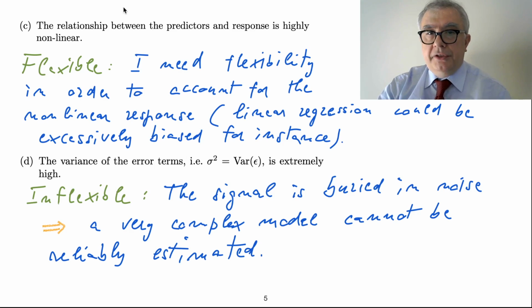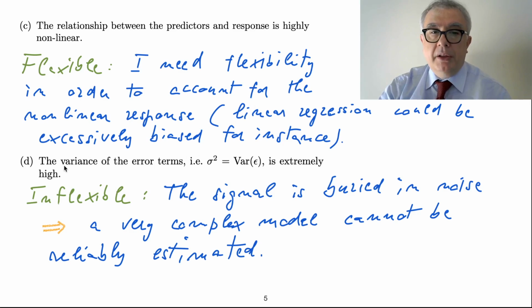C. The relationship between the predictors and response is highly nonlinear. In this case, I would go for a flexible method, because I need flexibility in order to account for the nonlinear response. For instance, I could use linear regression, but if the actual response is nonlinear, the predictions of linear regression could be highly biased. So in this case, if possible, I would go for a flexible method in order to follow the nonlinearity of the response.